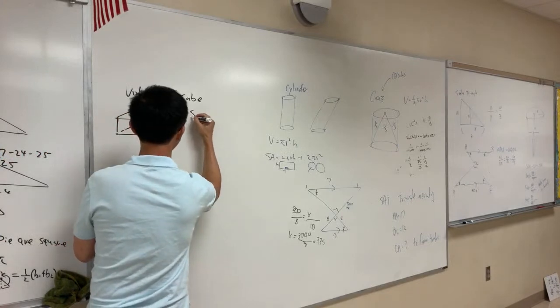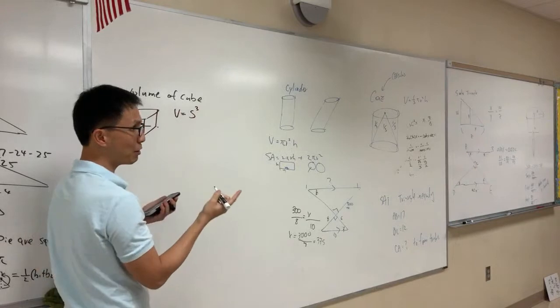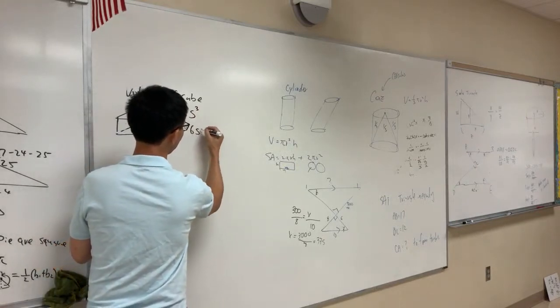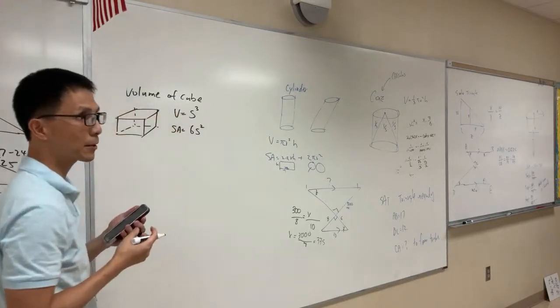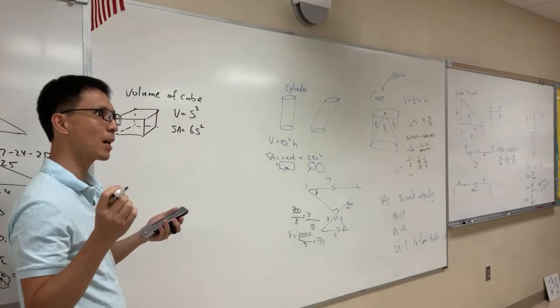Volume is equal to S times S times S, so it'll be S cubed. Now, you have to know more than that. The surface area is going to be 6S squared. There are 6 sides on a dice. A dice is a cube, so it'll be 6 times S squared.